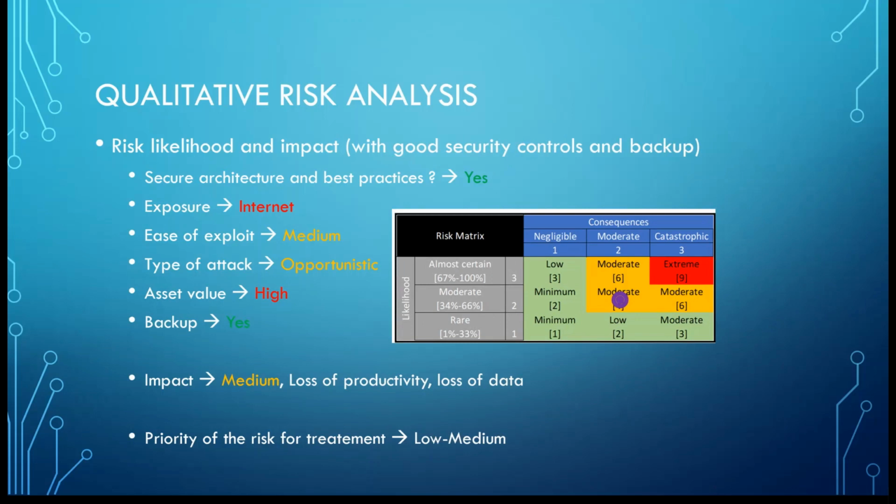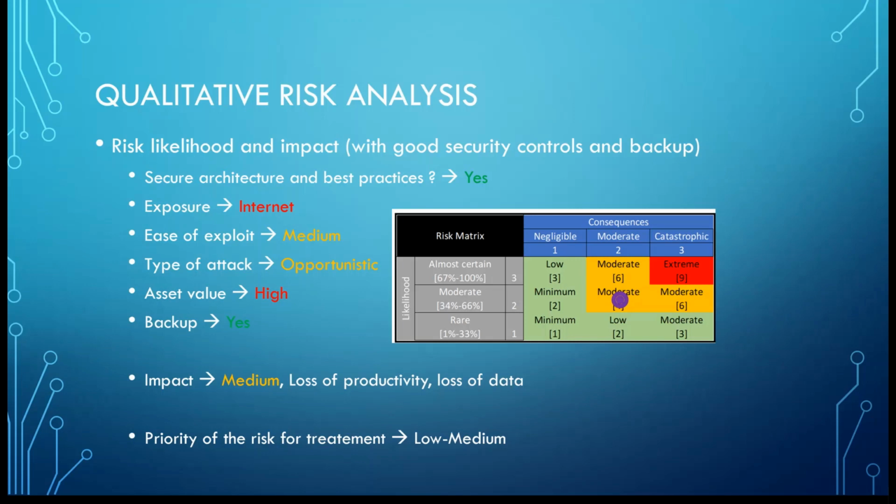Now I've got good security controls in place and I've got some backups. So am I having a secure architecture and using best practices? Yes. I'm still over the internet. The ease of exploit is still medium. Opportunistic attacks, high value asset, backup, yes. Now the impact, let's say it's medium. I will still have a loss of productivity and loss of data. But I can say that the impact is medium because even if it happens, I've got my backup. So it's less critical. So the likelihood and risk is moderate, for example.